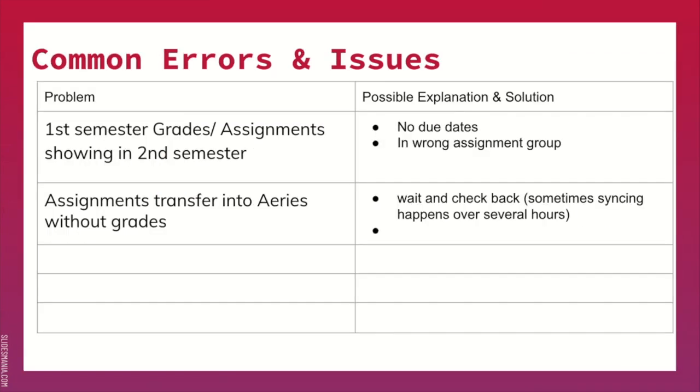A couple common issues we've seen. First semester grades and assignments are showing up in second semester, even when you filter by semesters in the grade in the assignments tab. One possible reason is that there were no due dates for those assignments, or you've placed them in the wrong assignment group. We've also noticed that assignments transfer into Aeries without grades. Sometimes you just need to wait and check back later.